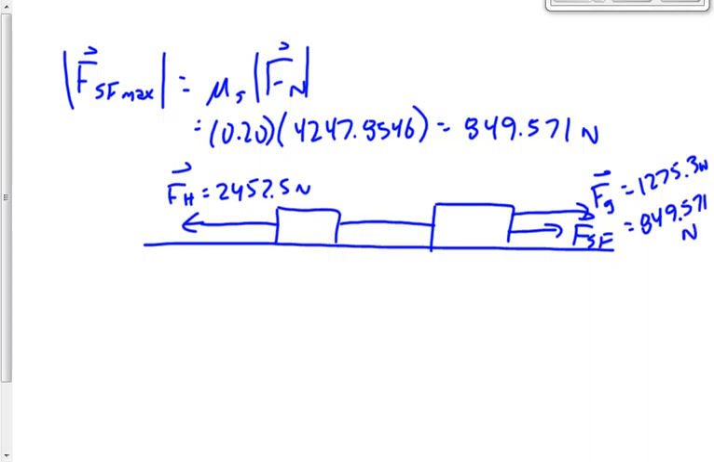Does it move? Yes, it does. We're going to say that since FH, the force that pulls it down the hill, is greater than FG plus FS max, since the force down the hill is bigger than gravity, which pulls it up the hill, and the maximum possible force of static friction, it moves.